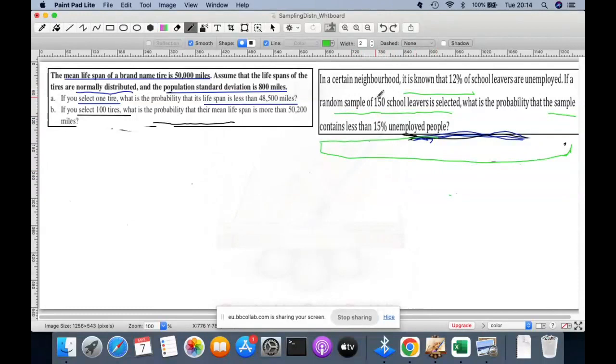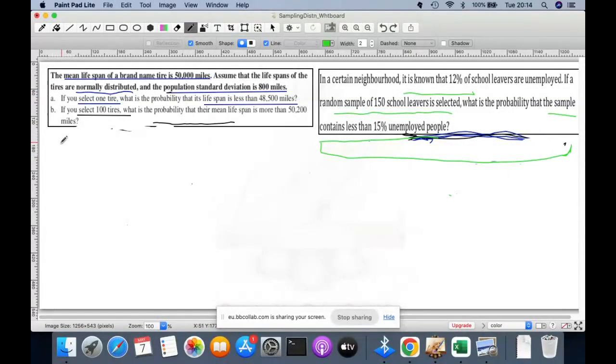The first part of the sentence says there's a certain neighborhood and it is known that 12% of school leavers are unemployed. So what you're measuring in this problem is the percentage of people that leave school that are unemployed. Let's say 100 people leave school; we find that 12 of them are unemployed. If there were 200 people, it would be 12% of 200. The percentage is the important thing. That's the known percentage, in other words, the true proportion.